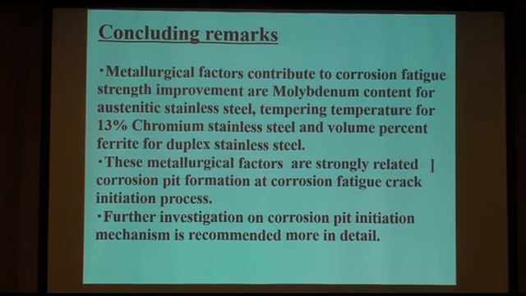So in concluding remarks, the metallurgical factors that contribute to corrosion fatigue strength improvement are molybdenum content for austenitic stainless steel, tempering temperature for 13% chromium stainless steel, and 40% ferrite for duplex stainless steel. And these metallurgical factors are strongly related to corrosion fatigue crack initiation process. However, the corrosion fatigue initiation mechanism and the evaluation of corrosion fatigue crack initiation are not yet clear. So we have to do further investigation. Thank you very much.